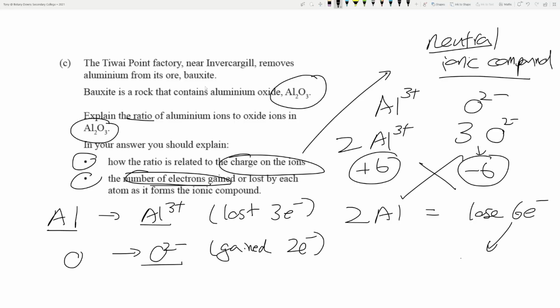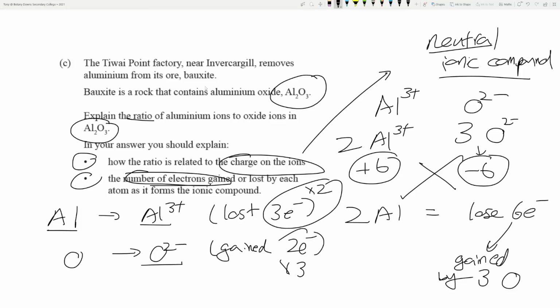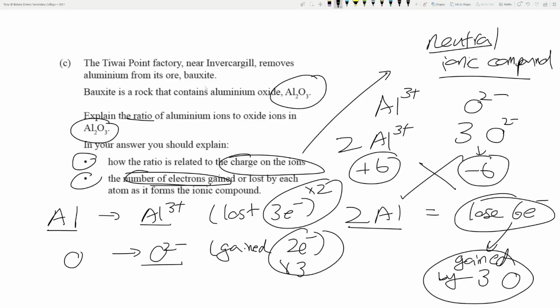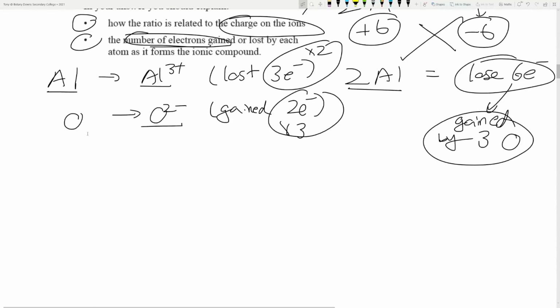and these 6 electrons are then gained by 3 oxygen, because if you times this by 3 and times this by 2, this is 6, this is 6. So the 6 electrons that you lost by 2 aluminium are going to be picked up by the 3 oxygen atoms to become ions, and both of them are very stable in that particular way. Okay, so this is how you answer this type of question.